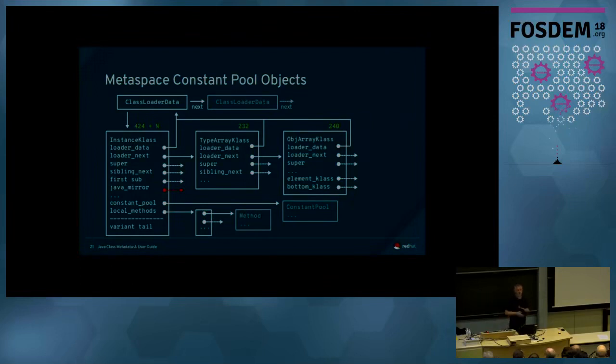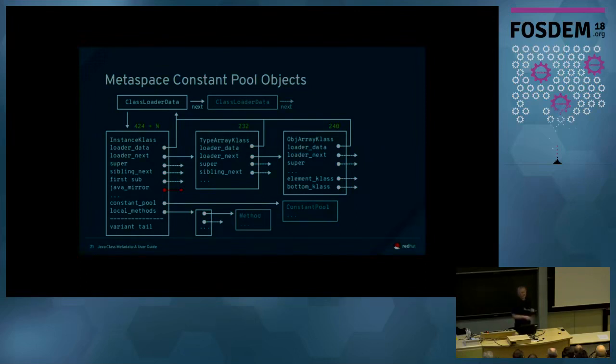A primitive type array like char array would be a type array class, and an object array of foo would be an object array class. So you create one of these each time you load something. The sizes are 232 bytes for the primitive array, 240 for the object array, and 420 plus an extra bit for an instance class, because there's some data that varies according to what the layout for the class is, the definition of the class, and you get a tail which has some extra stuff packed in so it's in one block in memory.